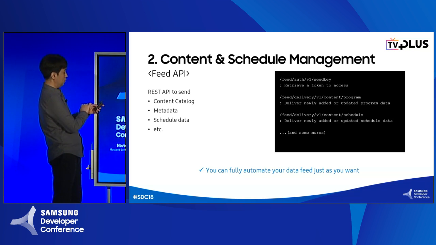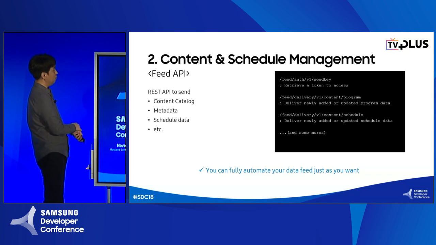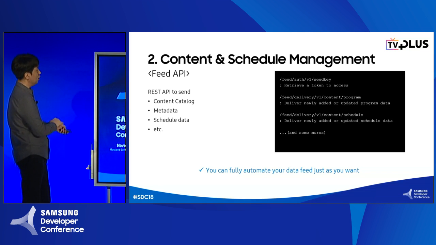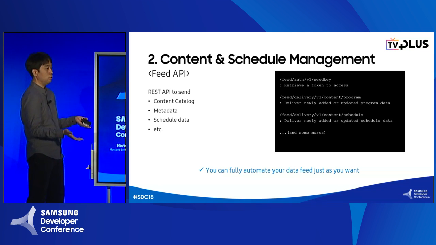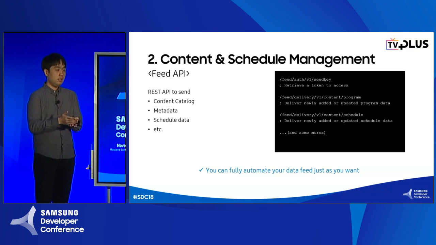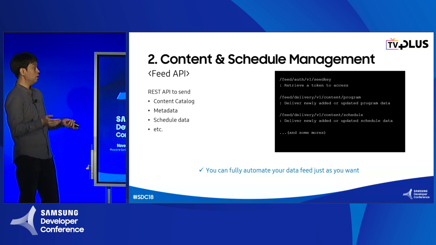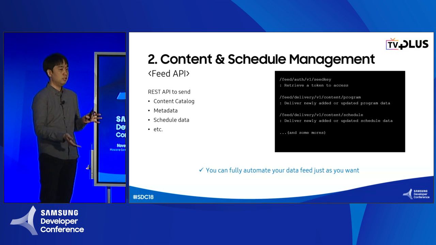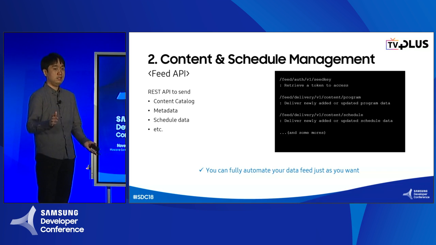And here is some example of our server API. The first one is for getting an access token to use the other APIs. With the first API, you submit your ID and the secret key, then our server will issue you an access token. And by using this access token, you can call the other APIs, like uploading your contents, metadata, and its schedule data, and some other functions to delete, modify, and send additional data.